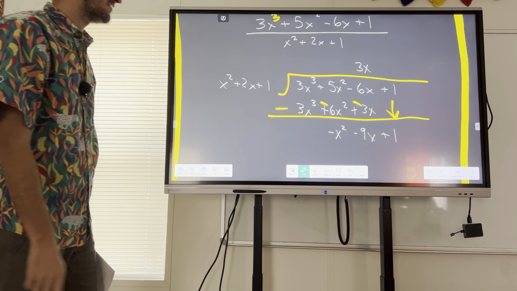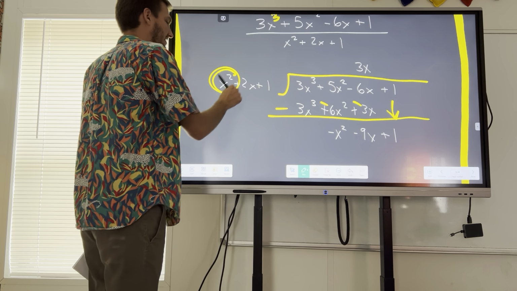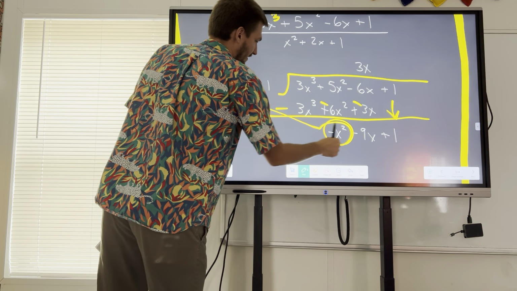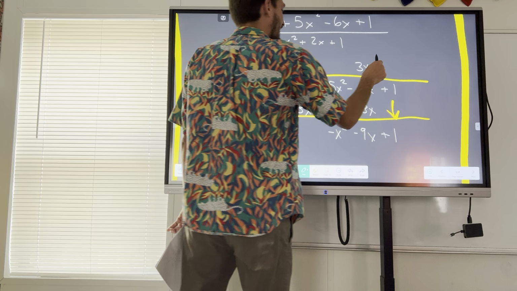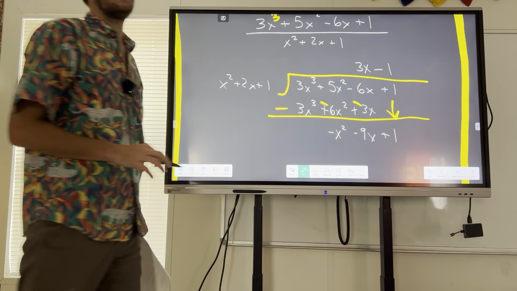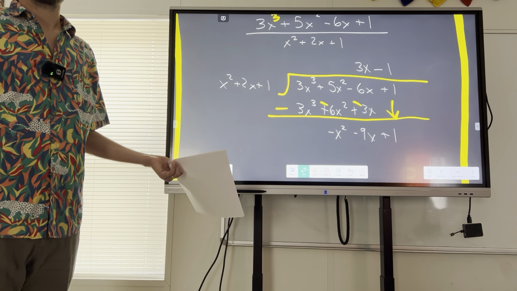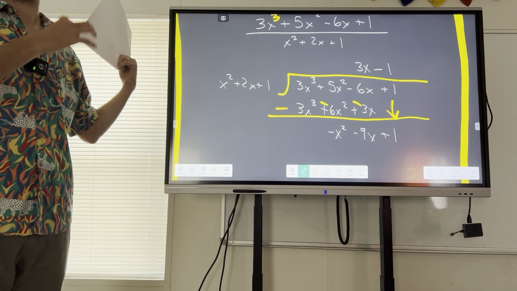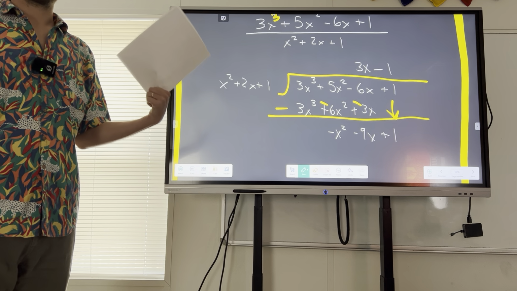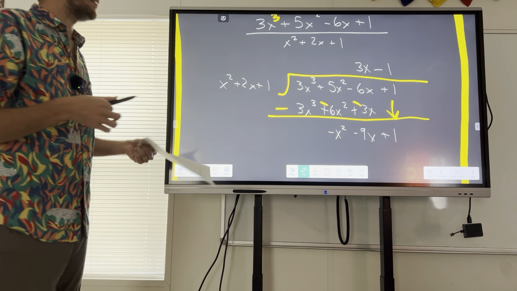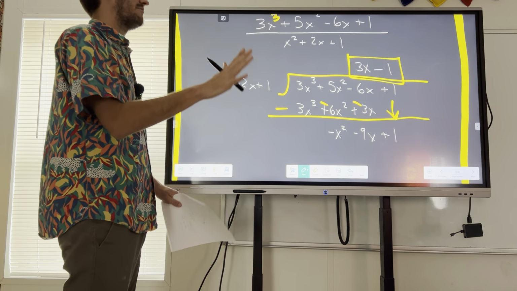Up next, how do we turn this into this? Negative 1. So we're going to put a negative 1 right here. And here's the nice part: we can pretty much stop right there. Everything else that we would want to do would be for figuring out our remainder, but we're not really caring about remainders when it comes to the oblique asymptote. And so this, which looks like y equals mx plus b, is a good enough place to stop.